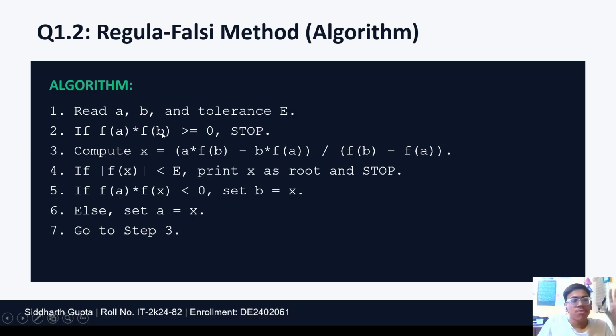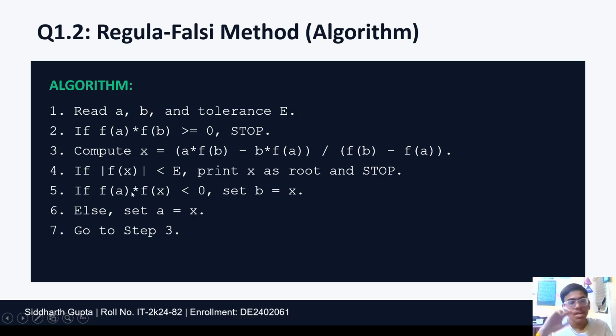First we will check if f(a) into f(b) is less than 0 or not. If it is less than 0, then we will come to the next step. As we know, the root will lie between a and b. We will calculate the value of x, that is (a f(b) minus b f(a)) upon (f(b) minus f(a)), till mod of f(x) is greater than e.